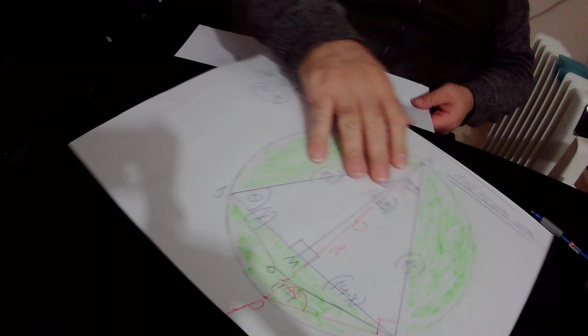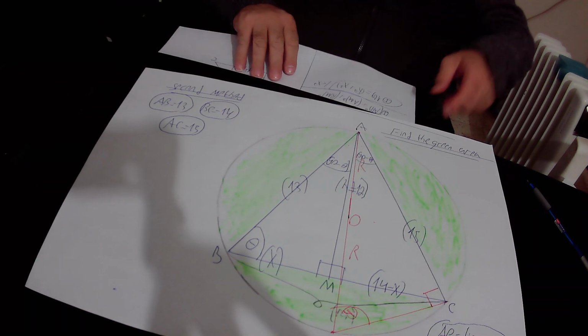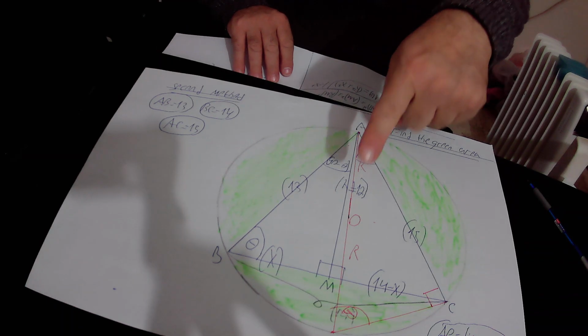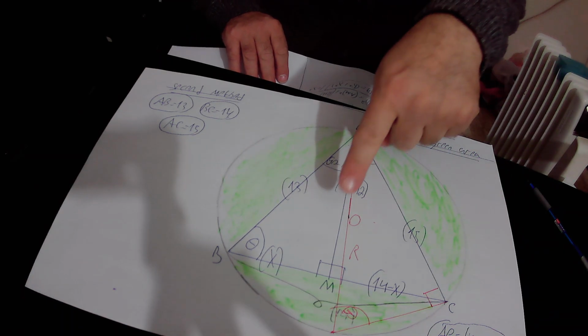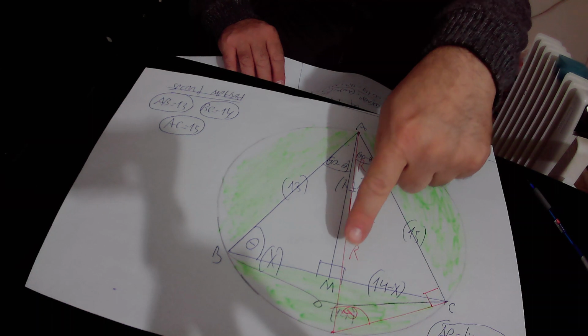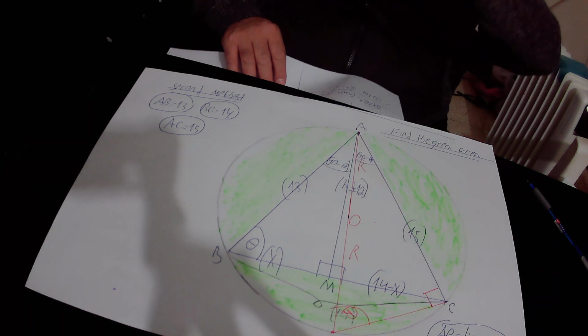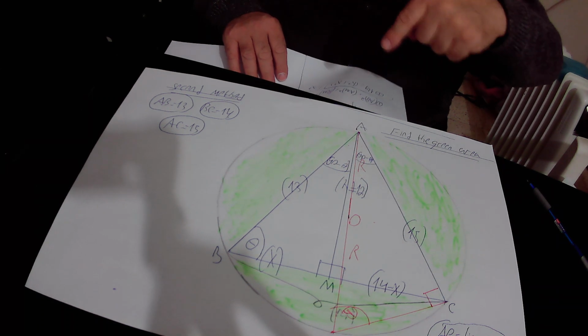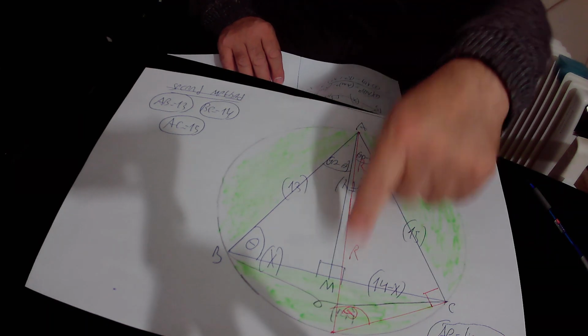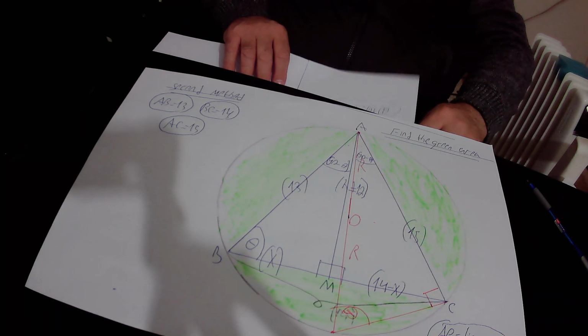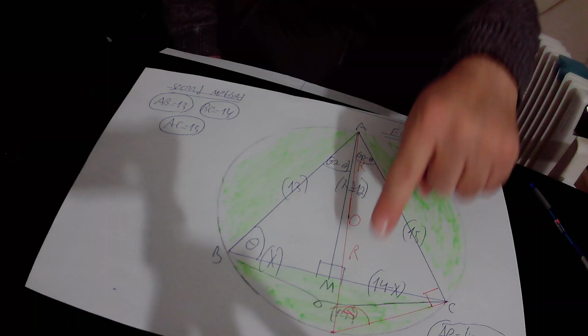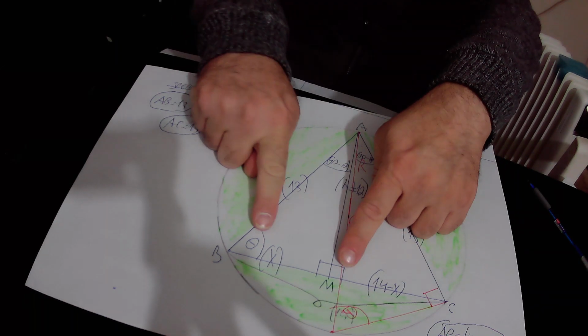In the second method, we did the construction, that is to say from point A, we drew a perpendicular to BC. That is to say this angle equals 90 degrees and this angle equals 90 degrees according to our construction. We define the touching point of the perpendicular from point A on BC as M. Then we defined side AM as H and side BM as X.